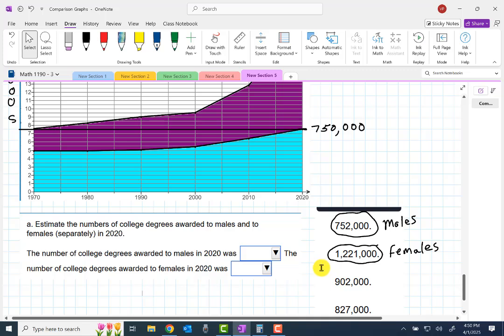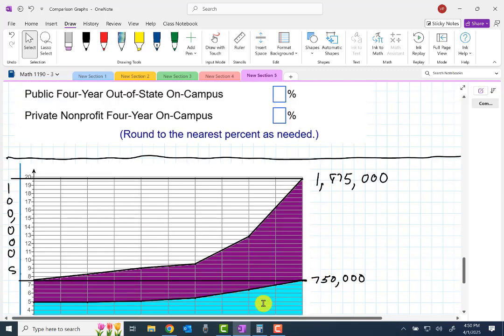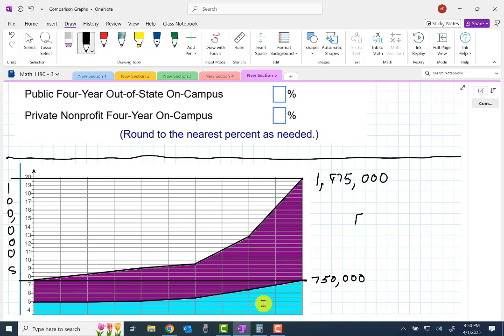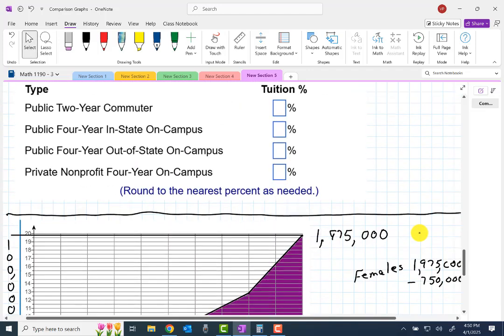Oh, by the way, I explained that last answer poorly. To get the number of females, you don't just read it off the graph. To get the females, you take 1,975,000 and you subtract 750,000. This would have been my real estimate for that question.